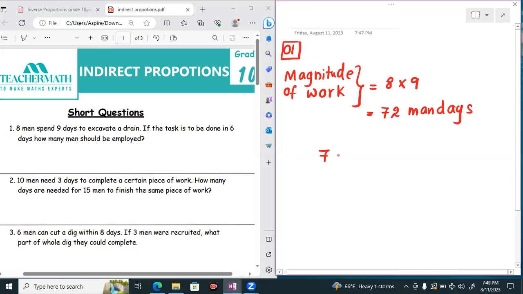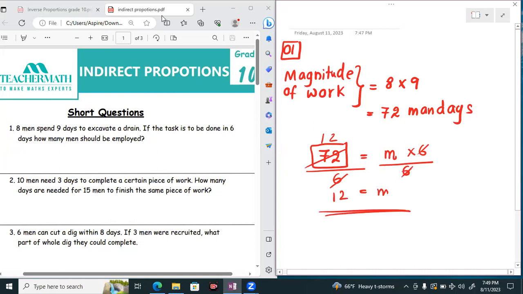Okay, now we have a work with 72 man days to complete. How many are there now? 6 days are given. We are asked for the number of men. So number of men times number of days equals 72. Then to find this, you can divide both sides by 6. Then the answer is number of men equals 12.